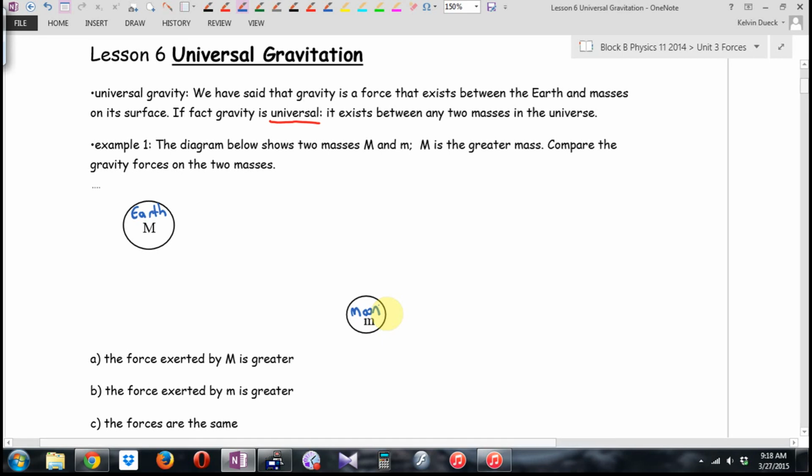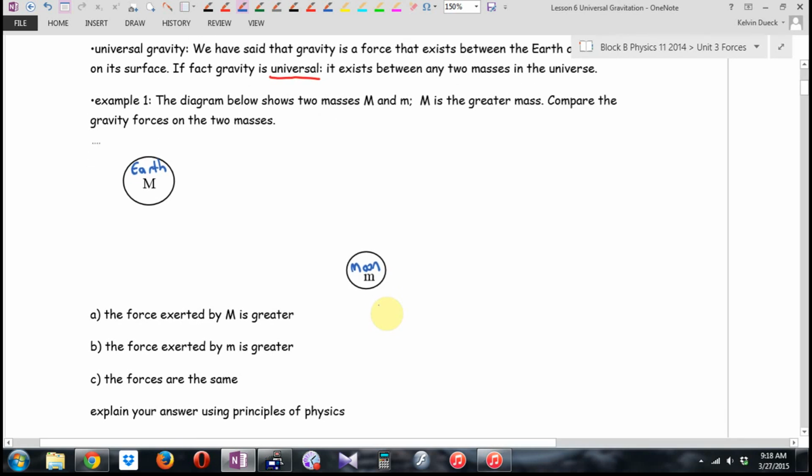The Earth holds the Moon in place through the force of gravity. So here's a question for us to think about. Is the force that the Earth... because the Moon has mass as well, so it also exerts a force of gravity on the Earth. So here's the question. Compare the gravity forces on the two masses. Is the force exerted by the Earth greater? Is the force exerted by the Moon greater? Or are the forces the same? And convince me. So we have the Earth, we have the Moon. Both of them are exerting a gravitational force on each other. Who says the Earth, because it's bigger, is exerting a bigger gravitational force?